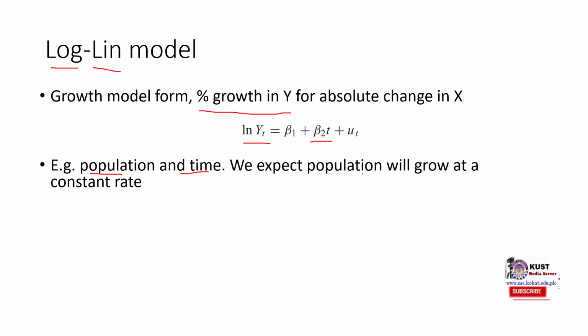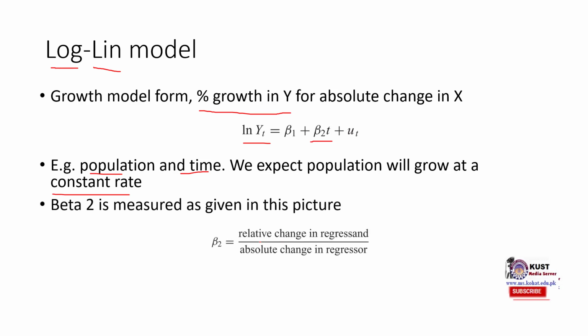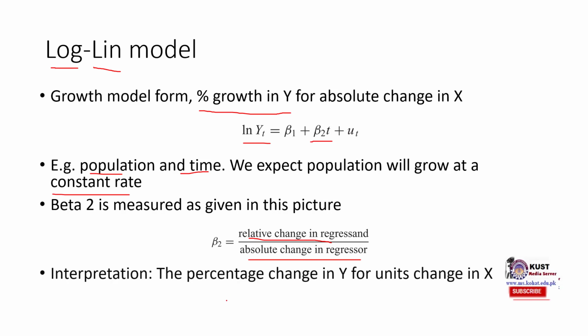We expect the population will grow at a constant rate, and in this example this beta term would represent the growth of the population over time. So we have a relative change in the regressand over the absolute change in the regressor, and the interpretation would be the percentage change in y for a unit change in x.